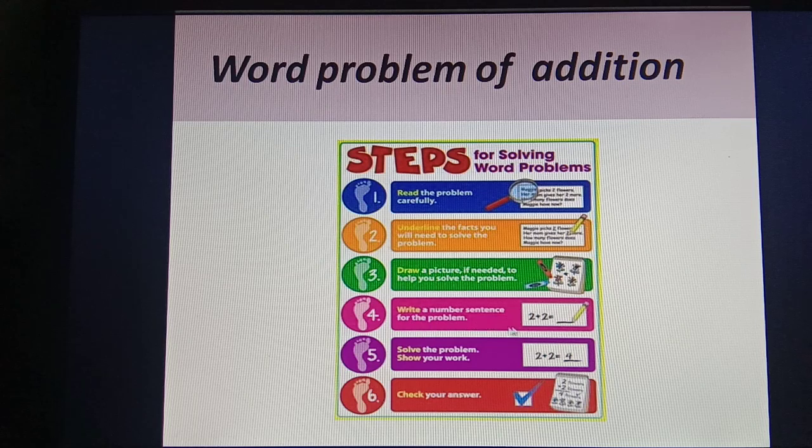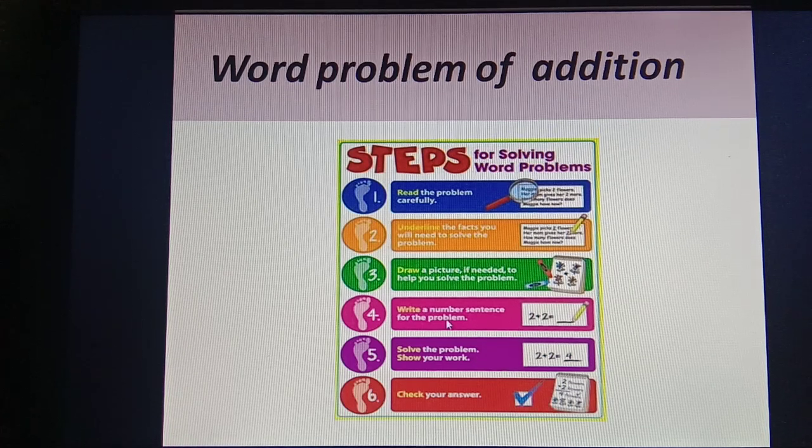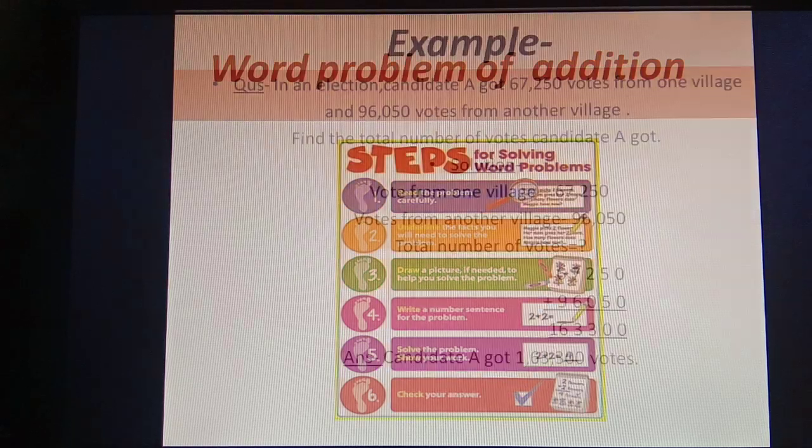Fourth is write the number sentence for the problem, because in a word problem we have to write the statement and numbers also. So you will write the numbers with this statement. And fifth is solve the problem, show your work, which means you definitely have to show the whole process in the word problem and in the last you have to check the answer. In this way we will solve the word problem.